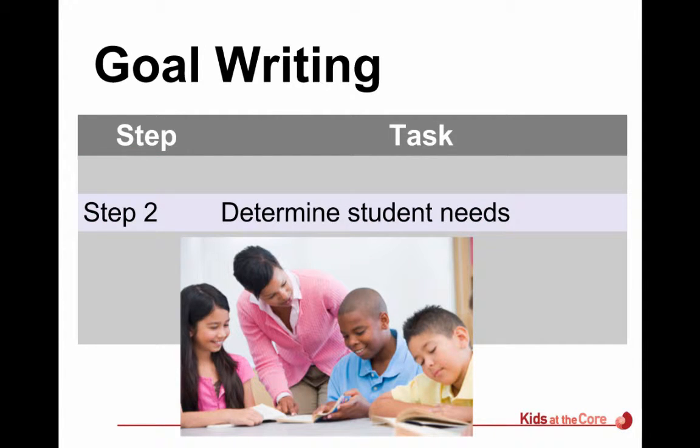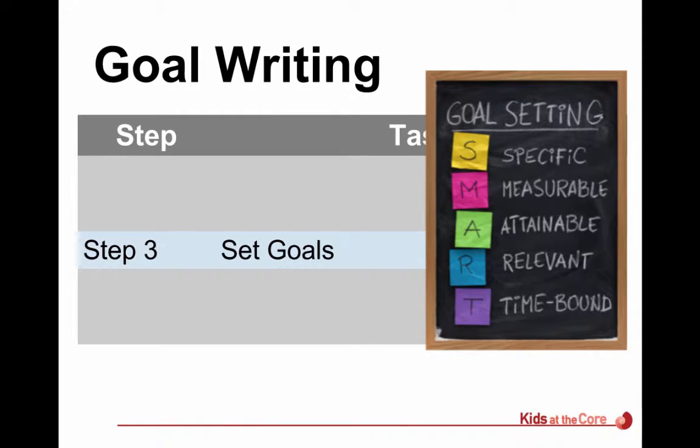When this teacher starts to analyze their data, they're going to begin to determine student needs. It's very clear that from that baseline information, the teacher can start to see student strengths as well as student weaknesses. So this is a really important time for the teacher to start to figure out what those needs might be. In this third step, the teacher is going to write the actual goal.